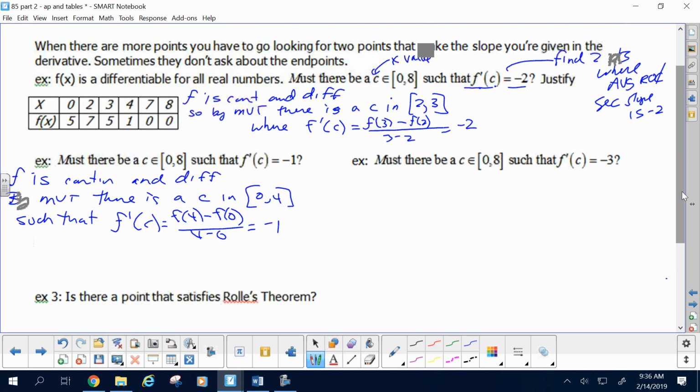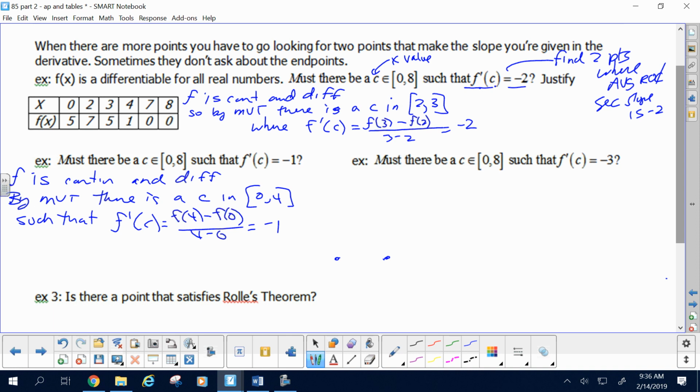Is there a point that satisfies Rolle's theorem? I know it's not on your paper. Just talk to me. What is Rolle's theorem, or what subcategory is it? What's more specific? It's still rate of change, but the rate of change has to be 0. So is there a case where that happens? Where the average rate of change would be 0?